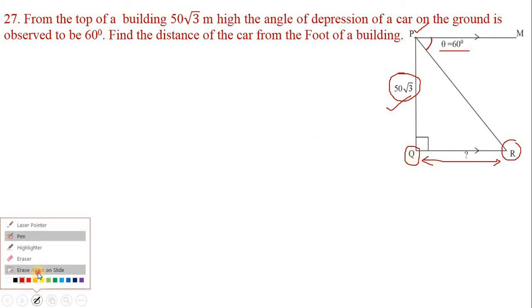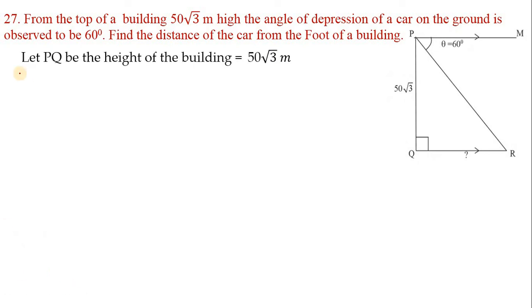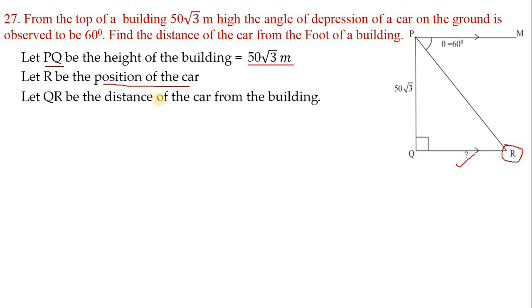What are the things I said? So let us write those things. Let PQ be the height of the building, that is given, 50 root 3 meter. And R is what? As I said, R is the position of the car. Next, QR we wanted to find. What is that QR? That is the distance of the car from the building.